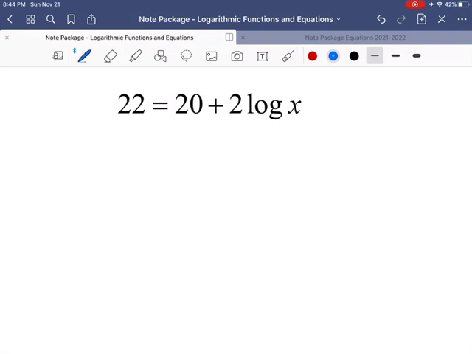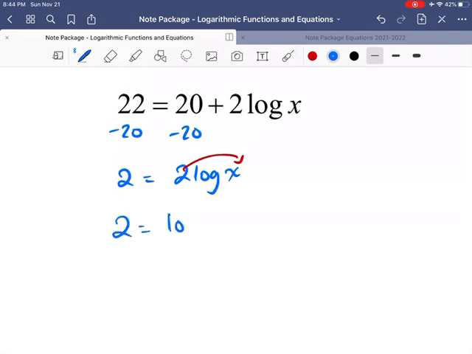Okie dokie. Last one. 22 equals 20 plus 2 log x. All right, well, let's get the 20 out of there. So we get 2 is equal to 2 log x. Okay, and then why don't we bring that 2 up? And we'll get 2 is equal to log x squared. Now, if you recall, the base here is 10, right?